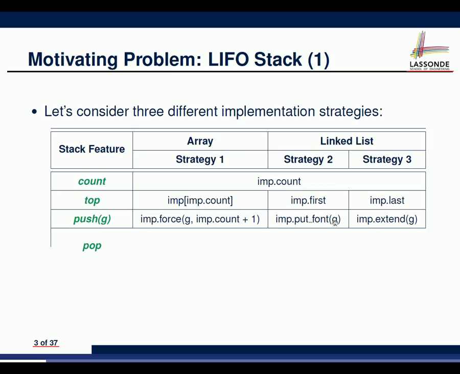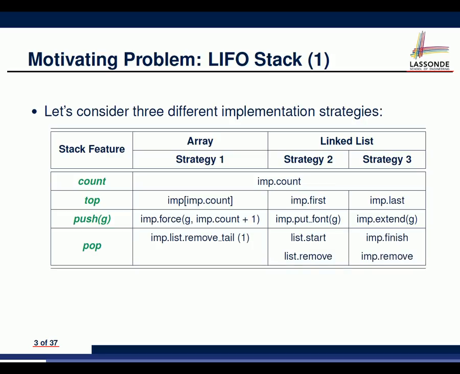And also, what about pop? Pop will simply remove the last element in the array, so I would say remove the tail. You can check the array API. Or you can simply go to the start of the list and then remove it, right? Okay, so now we are okay. Any questions so far about the 3 strategies? They're easy. The contract will be the interesting bit for this lecture, okay?